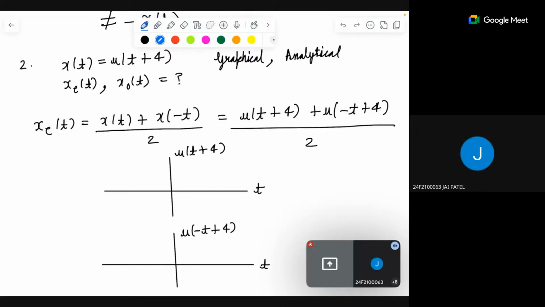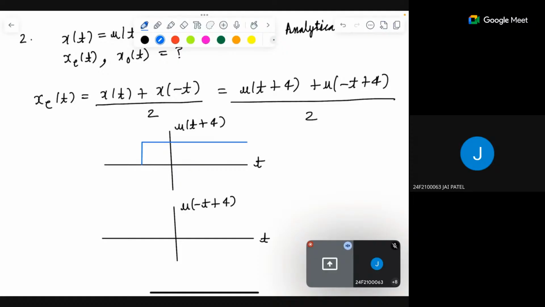For t greater than 4, it is 1 by 2, and for t less than or equal to minus 4, it is 1 by 2. Yes. And what about in between? Let's take 1 minute. In between, it is 1. Yes, you got it right, Jay. Very good.